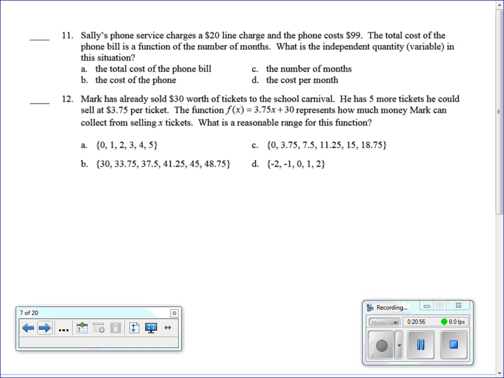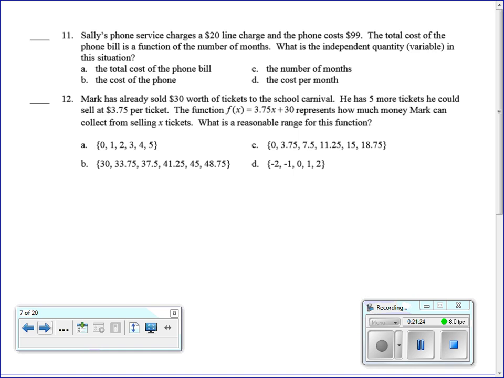11. Sally's cell phone charges a $20 line charge, and the phone costs $99. The total cost of the phone bill is a function of the number of months. What is the independent quantity variable in this situation? So you've got two different variables. You've got your number of months, and you've got the total cost.